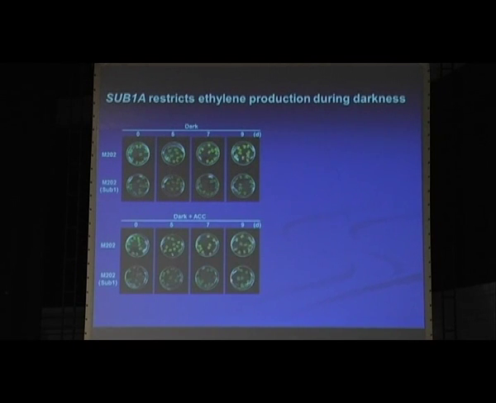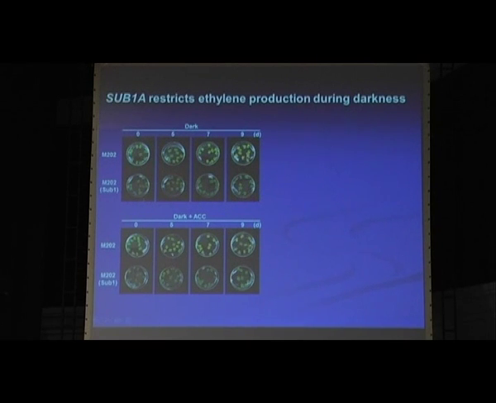And this is the dark plus ACC treatment experiment. ACC is an immediate precursor of ethylene. Addition of ACC can promote ethylene production in rice and other plant species. This experiment indicates addition of ACC accelerates leaf senescence induced by darkness. So you see a difference between the two at the same time point.